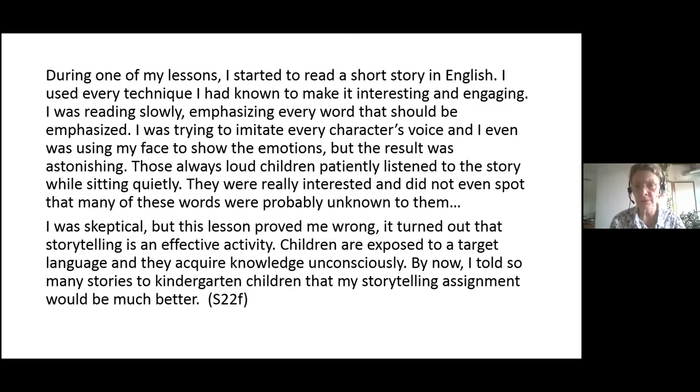But the result was astonishing. Those always loud children patiently listened to the story while sitting quietly. They were really interested, and they did not even spot that many of these words were probably unknown to them. I was skeptical, but this lesson proved me wrong. It turned out that storytelling is an effective activity. Children are exposed to a target language and they acquire knowledge unconsciously. By now, I have told so many stories to kindergarten children that my storytelling assignment would be much better.